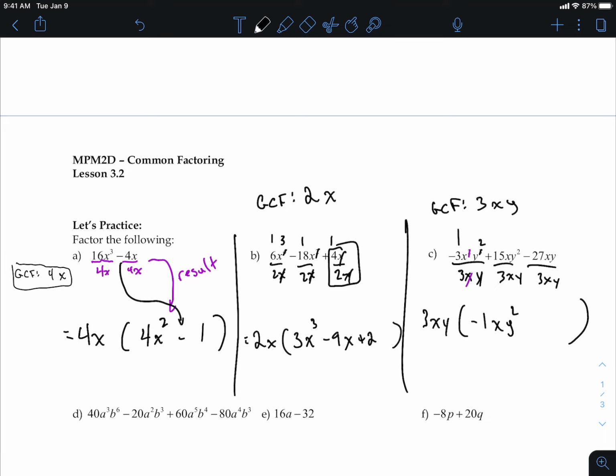15xy divided by 3xy, plus 5. And x cancels with the x, the x is gone. 1 y cancels with one of the y's up here, so you're left with just a y in this one. And then the last one, negative 27 divided by 3, which will be negative 9. The x's cancel with the x in the top, and the y cancels with the y. So that's it. You're done.